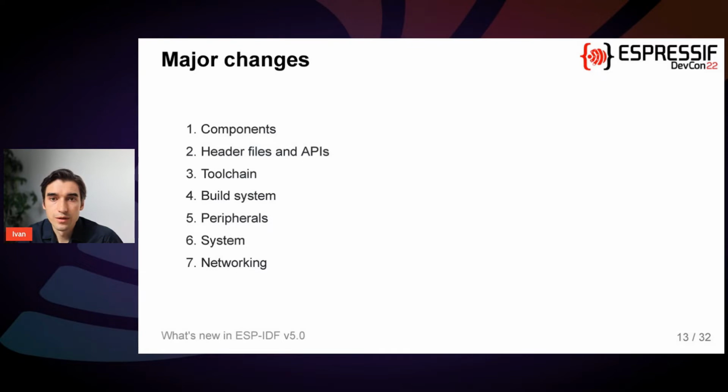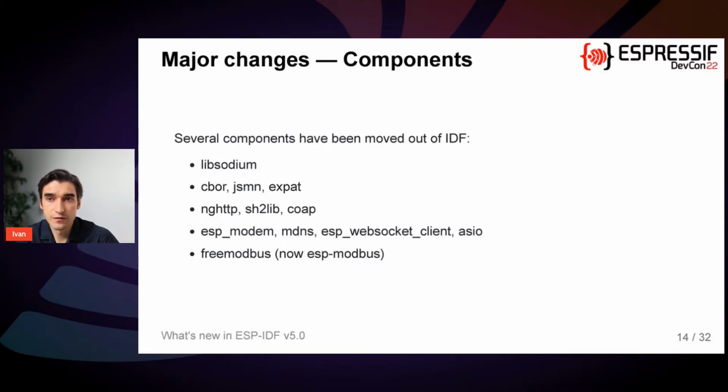So now on to the major changes in 5.0. I listed here several categories. Most of the changes I'm going to be talking about, or actually all the changes I'm going to be talking about, are mentioned in the migration guides section of the programming guide. So if you want more details about one of those changes, please take a look at the programming guide. These changes are arranged in several categories, and I'm going to start with probably the most noticeable one, and that is the components that ESP-IDF actually contains.